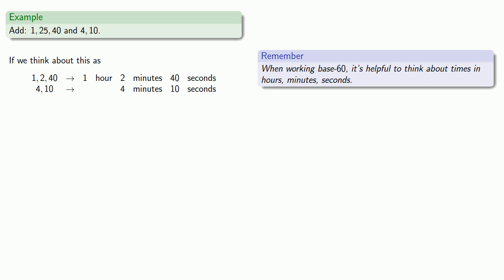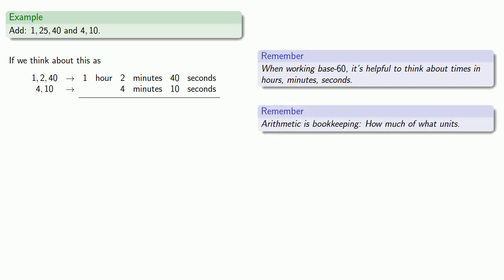And so if I want to add 1, 2, 40 and 4, 10, it's like adding 1 hour, 2 minutes, 40 seconds, and 4 minutes, 10 seconds. Arithmetic is bookkeeping. And so here we have 40 seconds and 10 seconds. Well, that's really 50 seconds. We have 2 minutes and 4 minutes. That's 6 minutes. And we have 1 hour and, well, no hours. So that's 1 hour. And so if we add our times together, it's 1 hour, 6 minutes, 50 seconds.